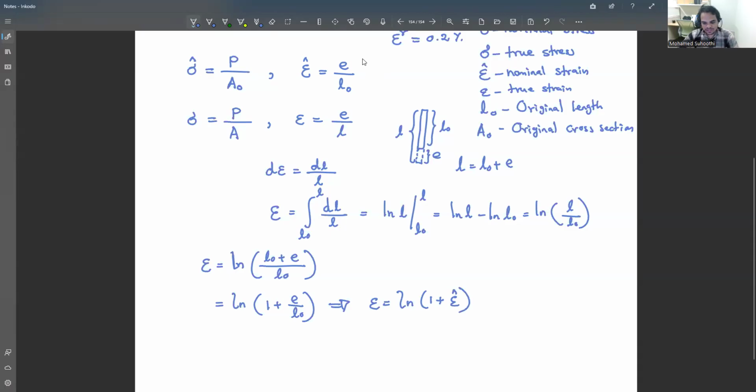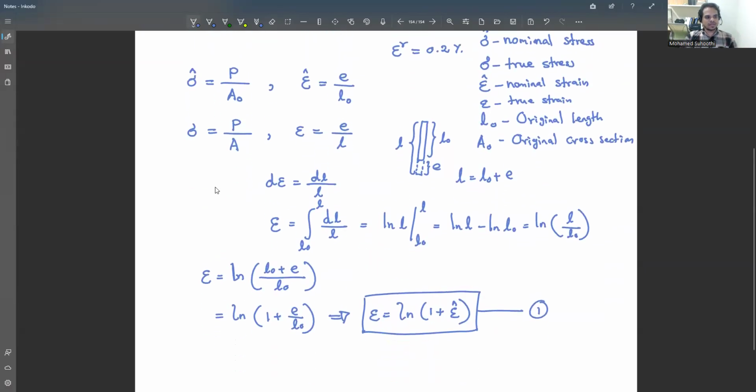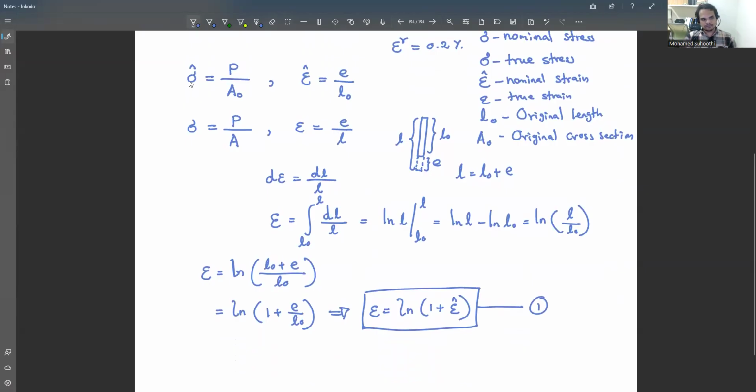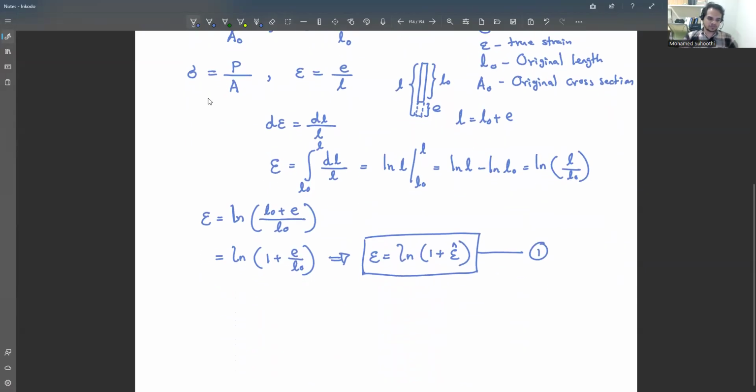Okay, so this is very important, a very important relationship between true strain and nominal strain. Let's say this is equation number one, because I'm going to do a lot of calculation here. This is the relationship between nominal strain and true strain. Similarly, I'm going to find the relationship between the nominal stress and true stress.